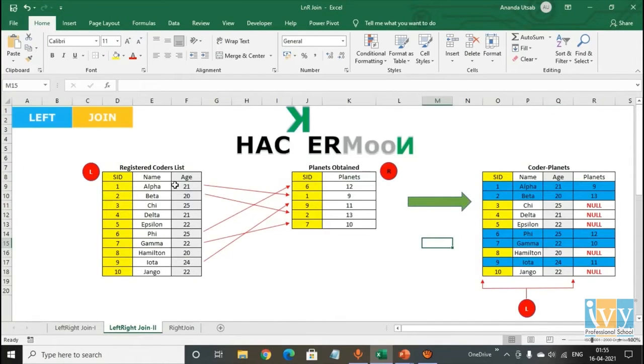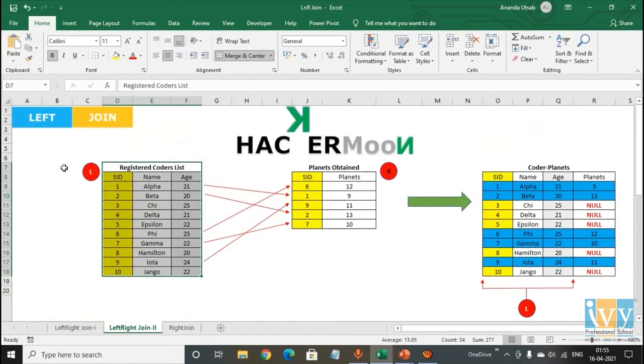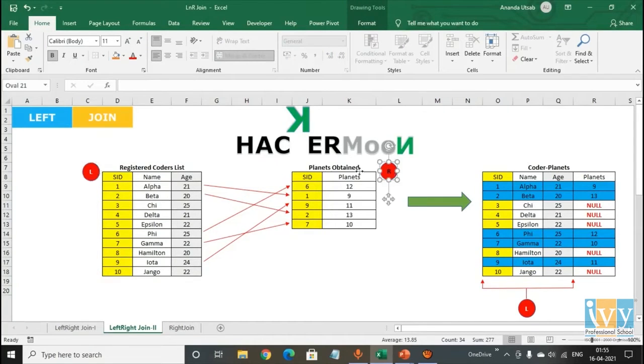One more example. There is a website called Hacker Moon on the moon, which is a community of coders over there. They have a list of 10 coders, which is a left table, and a right table which consists of the planets obtained by all the students who have started their courses. Now planets are a kind of cookies or brownie points, you can say, which are given by the teachers over there to the students who are progressing in their courses. Now I want a coder planets table in which all the students are mentioned and their respective planets which they have obtained are mentioned.